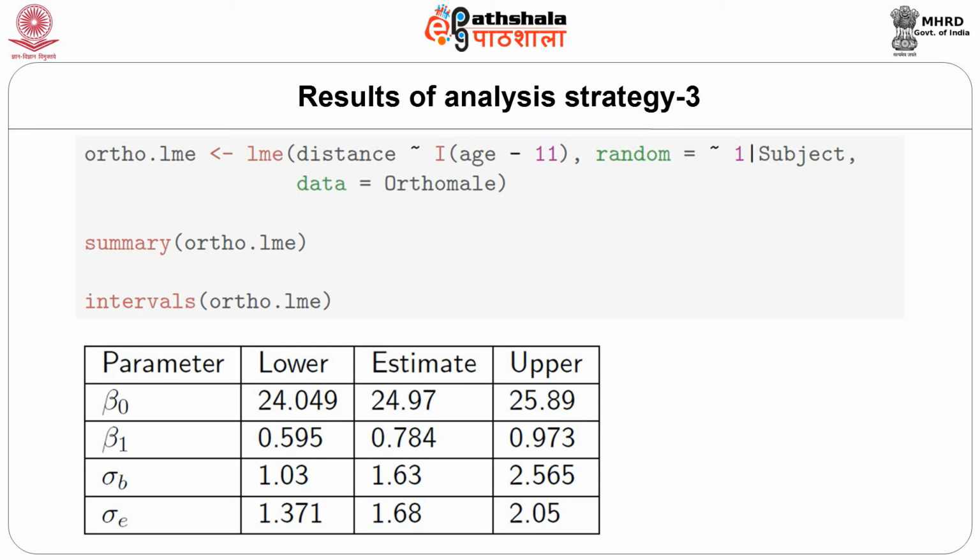I can use summary of ortho.lme, and that would give me a lot of output. I haven't printed that here, but I would urge you to do this. And then I have introduced another command called intervals. Previously we had used intervals of an lmList, but here we are introducing intervals of an lme object. So, intervals of ortho.lme. Again, this would give a lot of output, but the basic thing it would provide is shown here. We see that there are basically 4 parameters: beta naught, beta 1, sigma b and sigma epsilon, and these are the confidence intervals for each of the estimates.